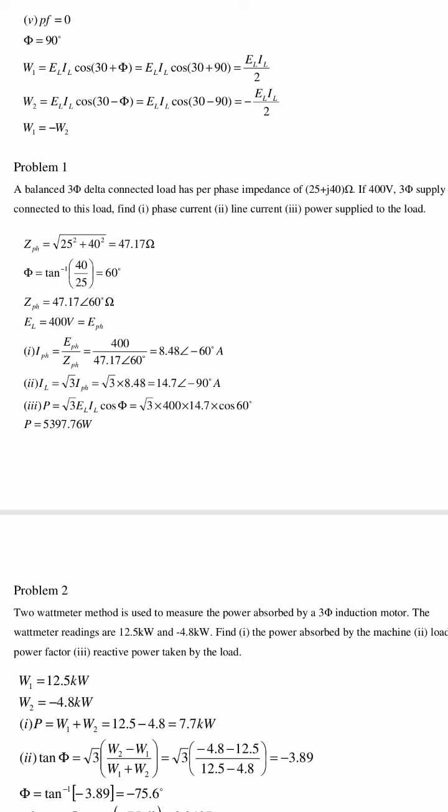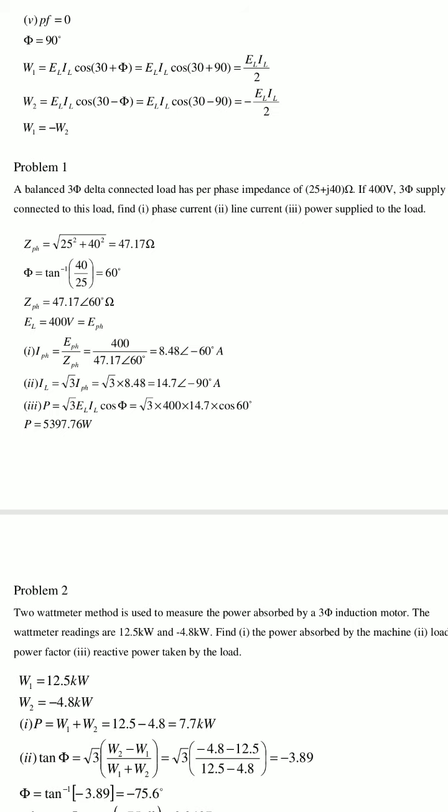Now for the first one, I phase is equal to E phase by Z phase, that is equal to 400 by 47.17 angle 60 degrees, that is equal to 8.48 angle minus 60 degrees. So now I_L is equal to root 3 I phase, that is root 3 into 8.48, that is equal to 14.7 angle minus 90 degrees.